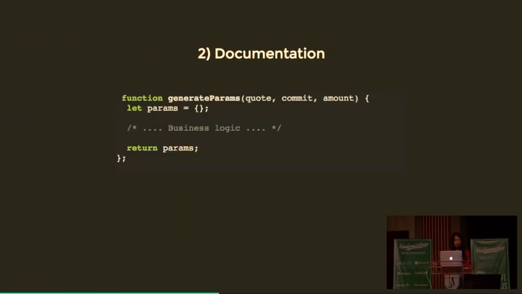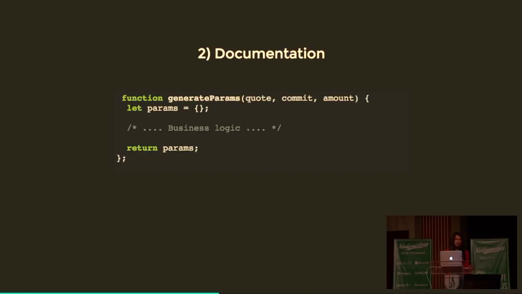Two, it serves as living documentation. I actually pulled this right out of our code base. So we have this function called generateParams. It takes, apparently, a quote, a commit, and an amount, and it does some business logic and returns a params object. When I looked at this, I was like, what do I pass to this function?